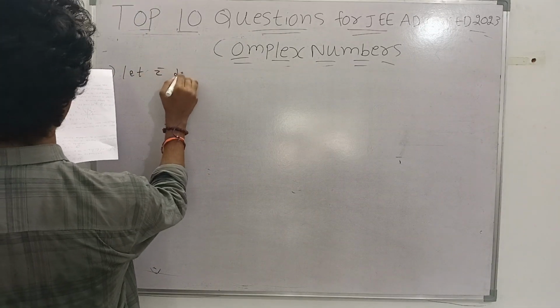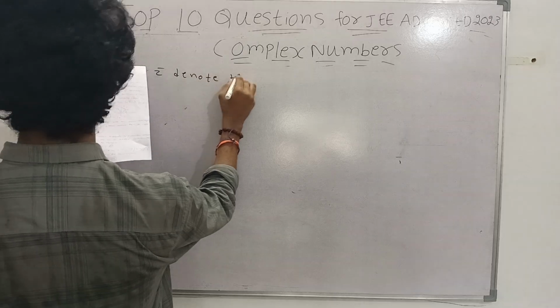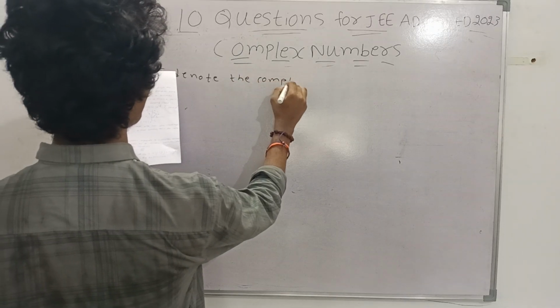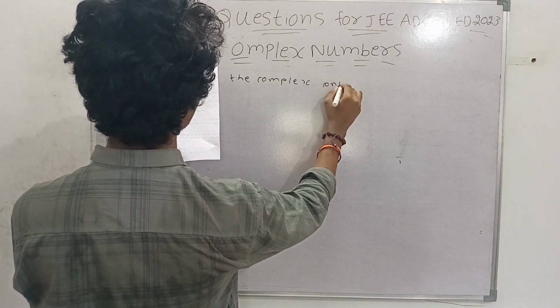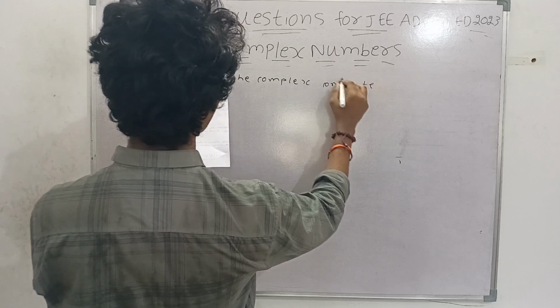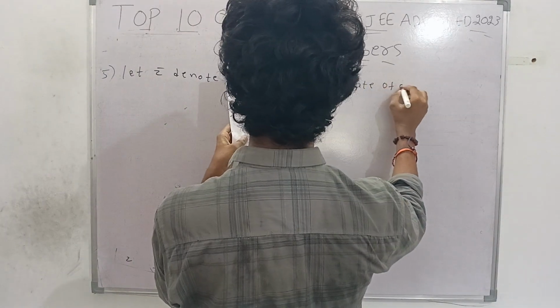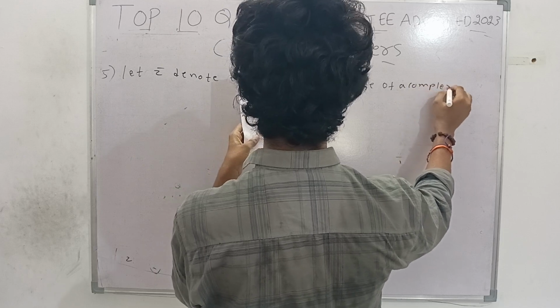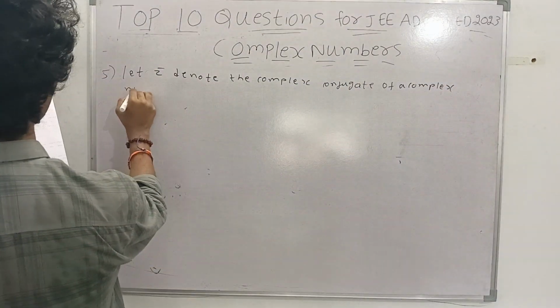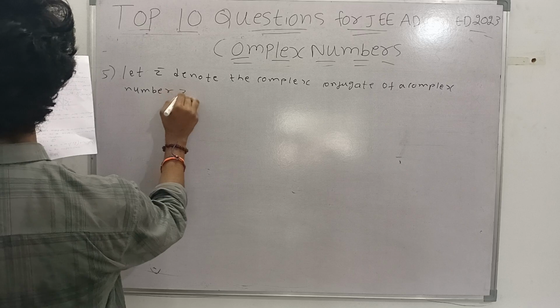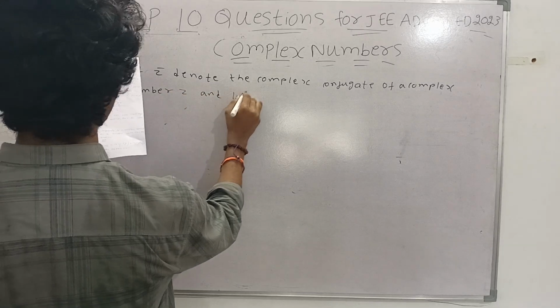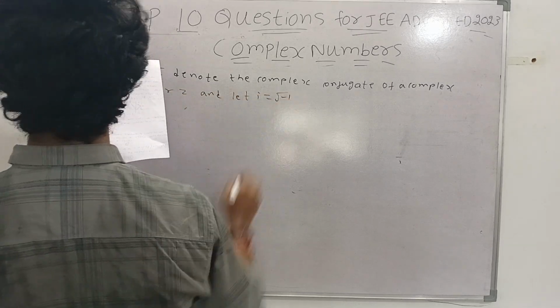Let z bar denote the complex conjugate of a complex number z and let i equal root minus 1.